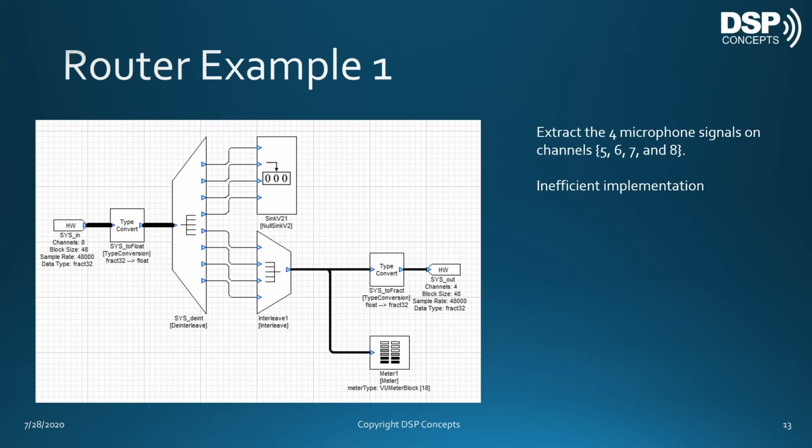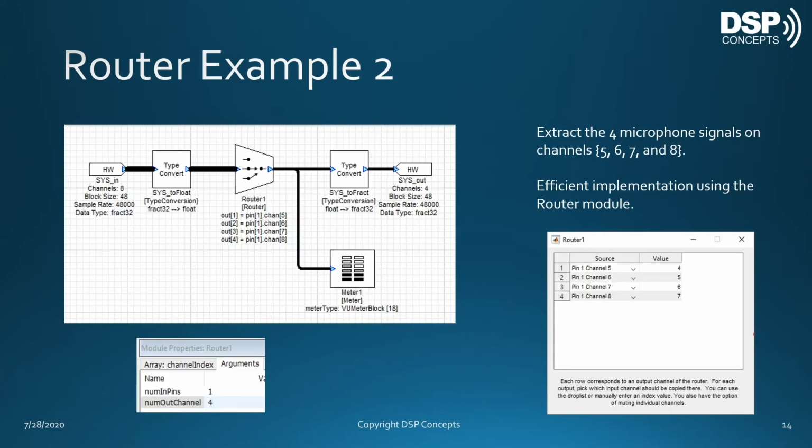So the system has 8 input channels, and you want to deal with the last 4 channels. One possibility is you could get an 8-channel de-interleaver module. The first 4 channels are ignored, so we attach those to a null sync, and then the last 4 channels we interleave, and then we process as desired. Yes, this works, but this is a very inefficient implementation.